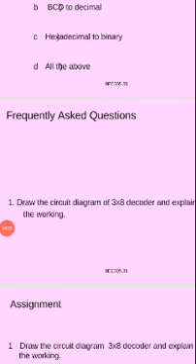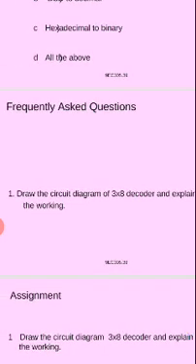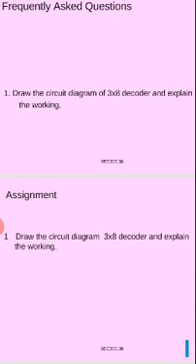Frequently asked questions. Draw the circuit diagram of a 3 to 8 decoder and explain the working. Either 3 to 8 or 2 to 4 decoder can be asked. These are the frequently asked questions. Assignment. It is a question expected: draw the circuit diagram of a 3 to 8 decoder or a 2 to 4 decoder and explain the working.